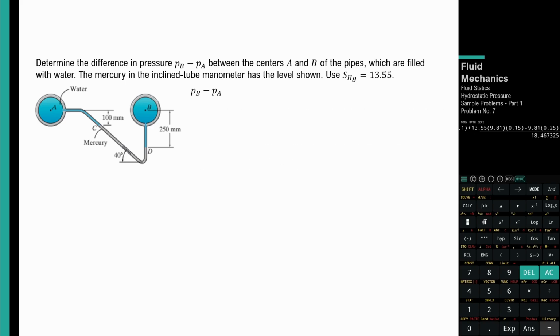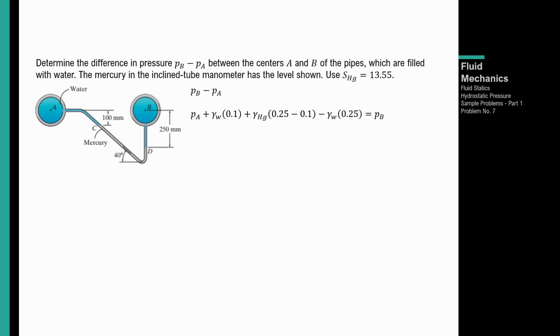So isa pang solution, pwedeng yung galing sa left papunta sa right. Kapag bumaba yung point, so plus. Tapos kapag tumaas naman yung point, so minus. So mula dun sa A, tapos bumaba ka hanggang point C, so plus yun. Tapos bumaba ulit yung papunta sa point D, so plus ulit.